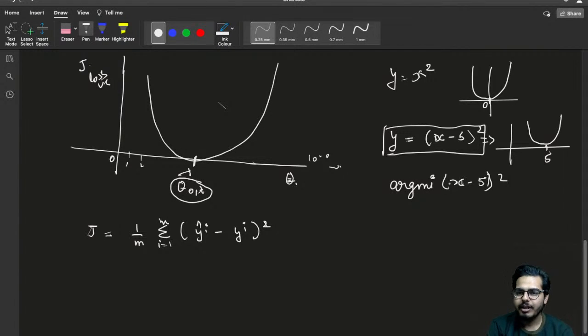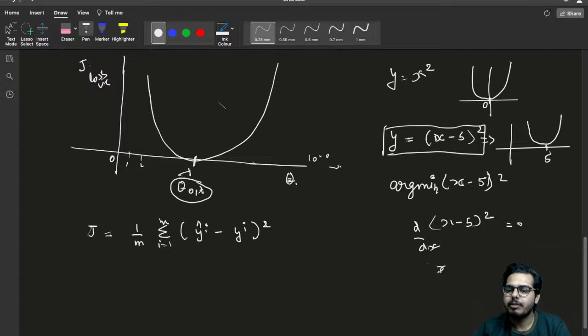You need to take the derivative, and you just put it equal to 0, and you will get the minimum value. If you take the derivative of (x minus 5) whole square with respect to x, you will get x minus 5 equal to 0, and then x is 5. I have directly differentiated it. I assume you know how to do normal differentiation. So it will be x minus 5 equal to 0.